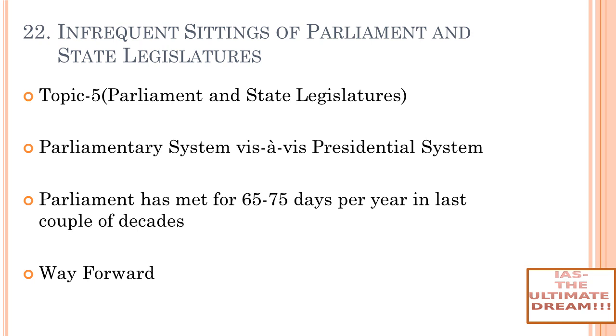So this is the time to tweak the rules of the game to strengthen the parliamentary system and ensure that key institutions such as Parliament and state legislatures are able to perform their roles more effectively, right? If we want to maintain the supremacy of the parliamentary system vis-a-vis the presidential system, we need to strengthen our sitting arrangement, and we need to remove this infrequency which has happened in sittings of Parliament and state legislatures, right?